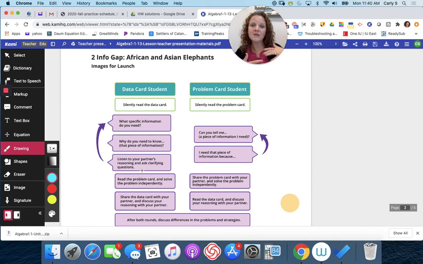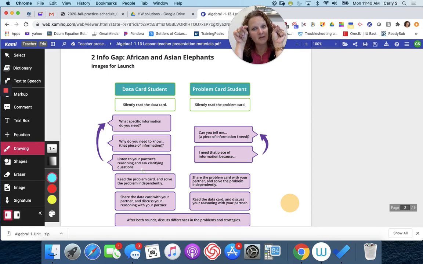And then read the problem card and solve the problem independently. That was you, data card student. Read the problem card, solve the problem card independently. And now share the data card with your partner and discuss your reasoning with your partner. Okay? So let's start at the beginning again. Data card student, what specific information do you need? Why do you need to know?